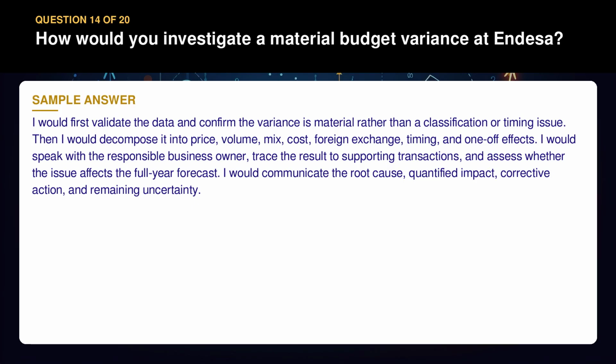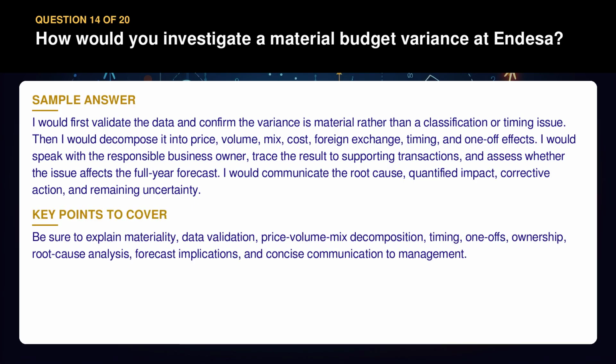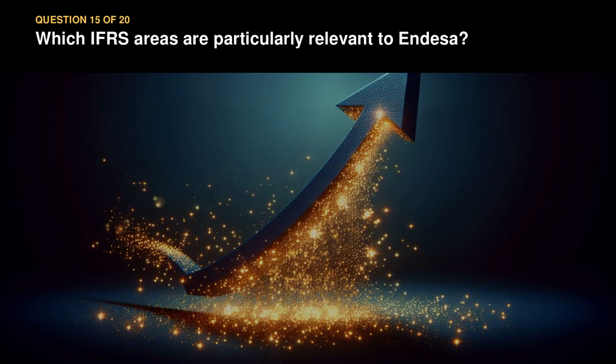I would communicate the root cause, quantified impact, corrective action, and remaining uncertainty. Be sure to explain materiality, data validation, price-volume mix decomposition, timing, one-offs, ownership, root cause analysis, forecast implications, and concise communication to management.